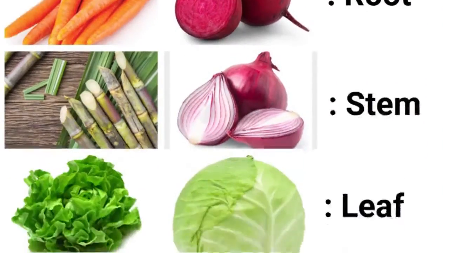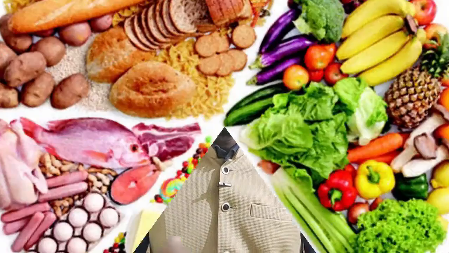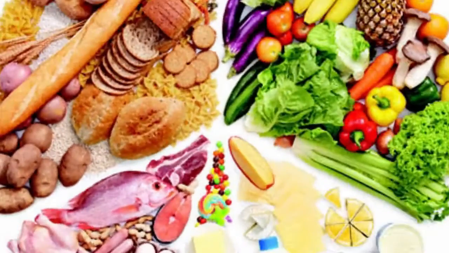Another question, what are the different parts of the plants that are used as food? The roots, stem, leaves, flowers, seeds and fruits of a plant are used as food. For example, carrot, radish, potato, turnip, beetroot and sweet potato. Next question, what are the main components of food? The main components of food include vitamins, minerals, proteins, carbohydrates, fats and water.